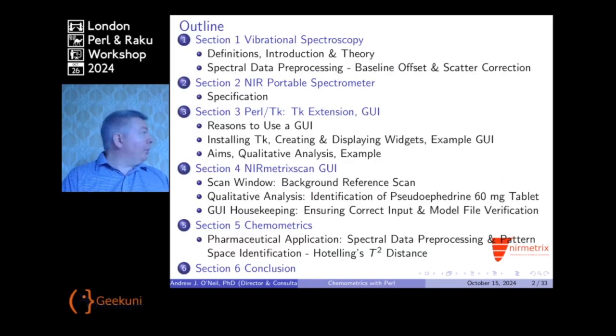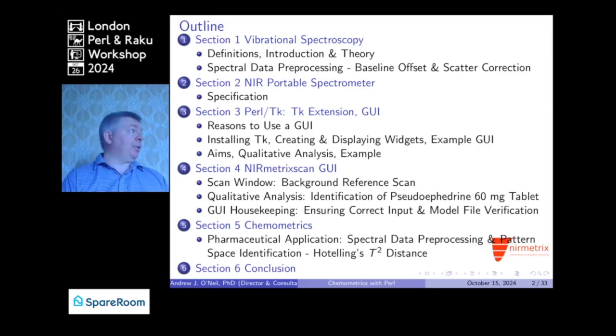Apologies for having 6 sections here, which is quite a bit. I'm just going to quickly go over some vibrational spectroscopy, some definitions and an introduction, a little bit of theory. I'll show you the portable spectrometer that I'm presenting today in the presentation. It's about the size of a desktop mouse. It's a near-infrared spectrometer, and it's actually quite good performance.